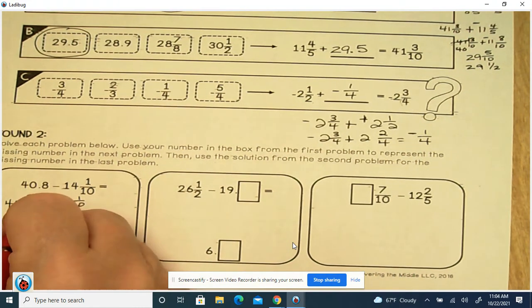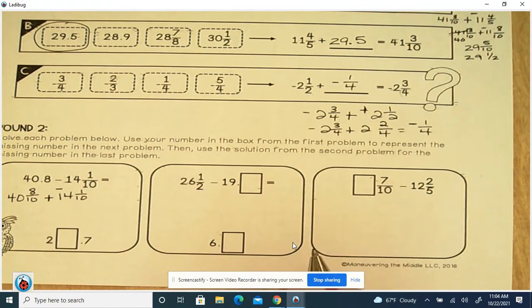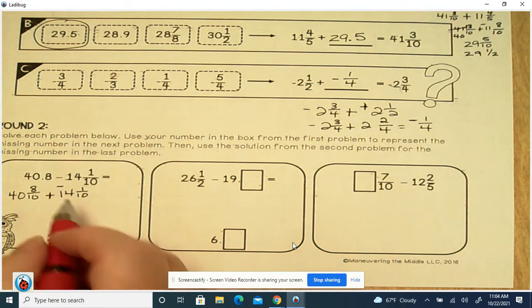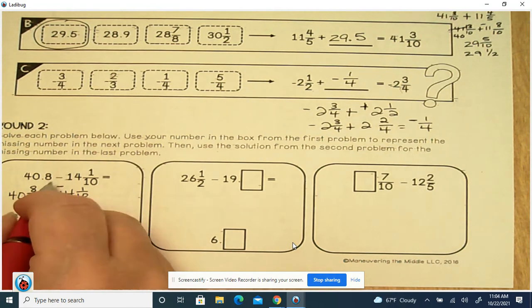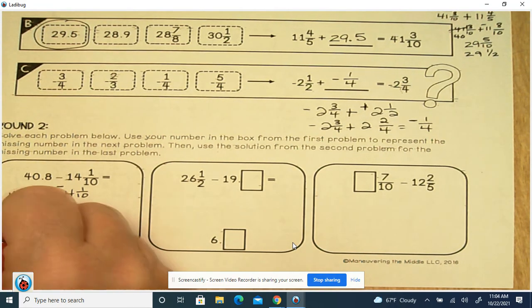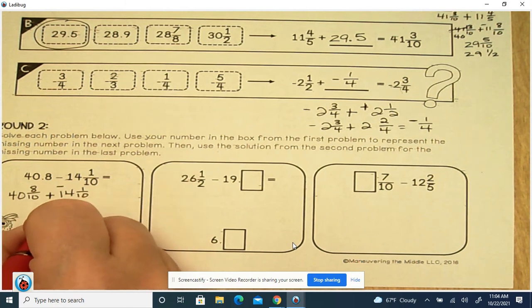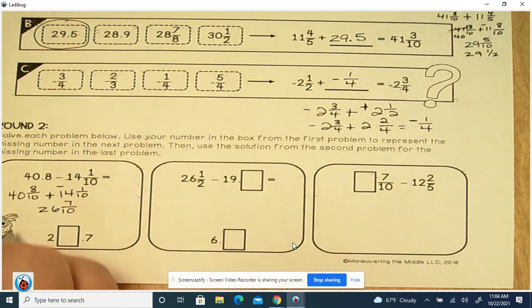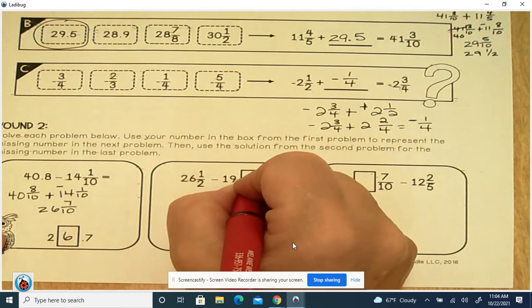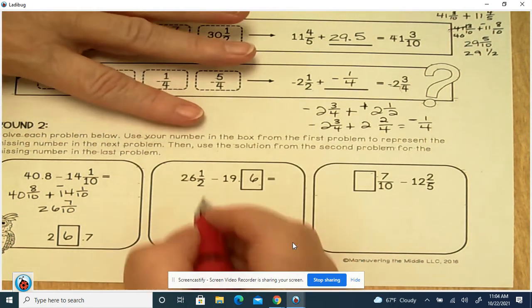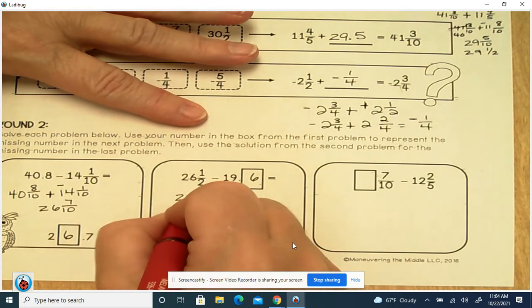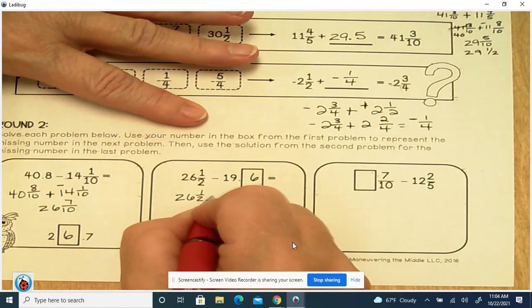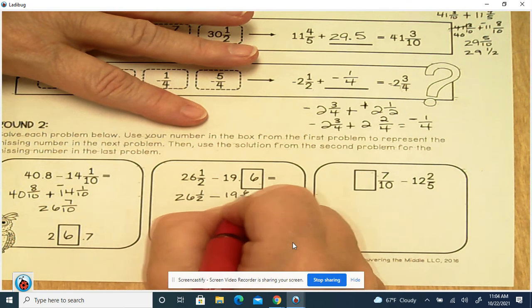Okay, let's change a minus to a plus, change the sign next. So when we subtract those, 40 minus 14 is 26, and 8 minus 1 is 7/10. So the missing number here is going to be 6, and then that 6 is brought up here. Here we have 26 and 1/2 minus 19 and 6/10.